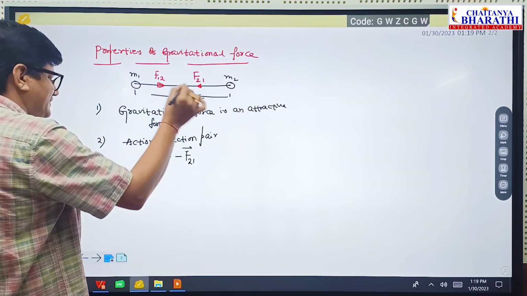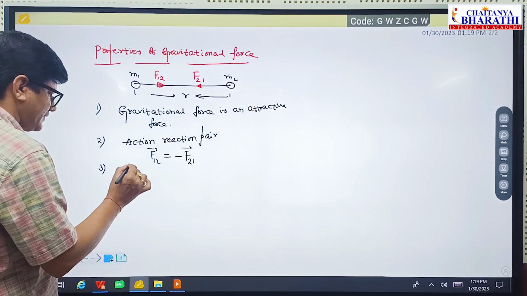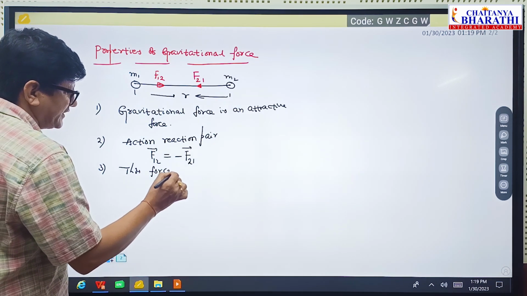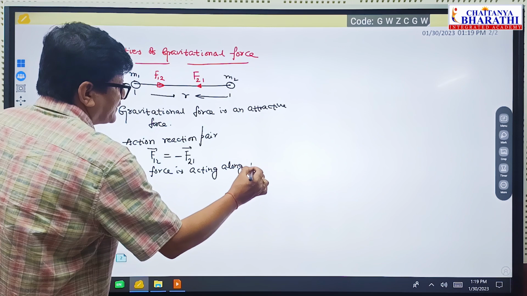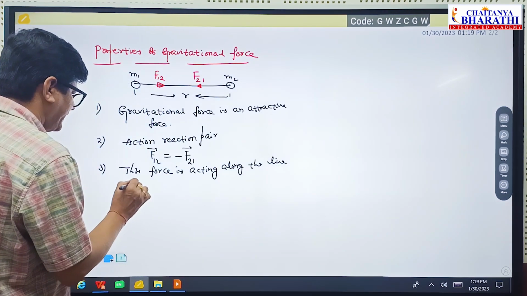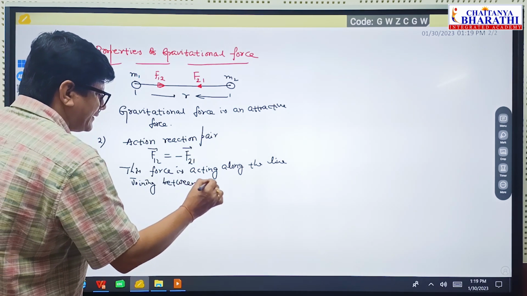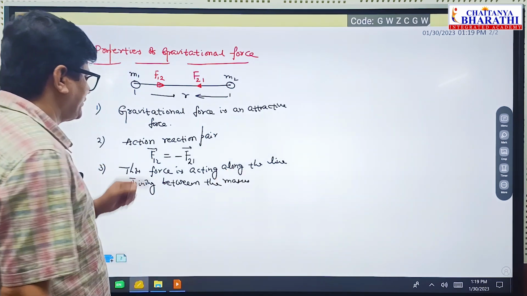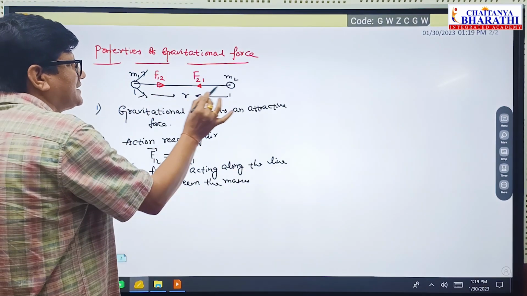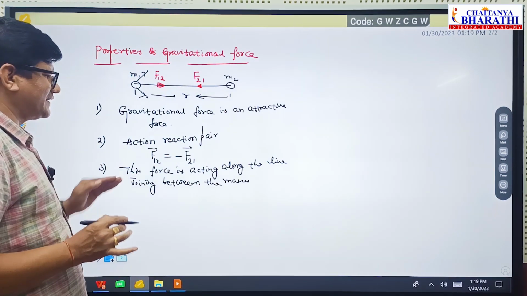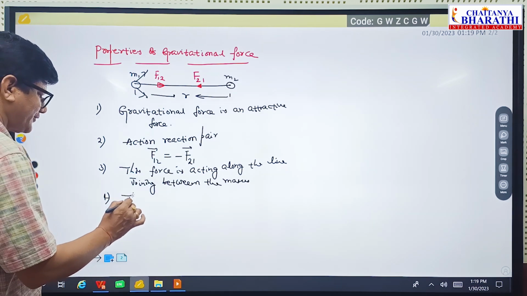This force acts along the line joining the masses. So this force is not acting like this or like this; it is acting along the line joining the masses. And this force is a central force.